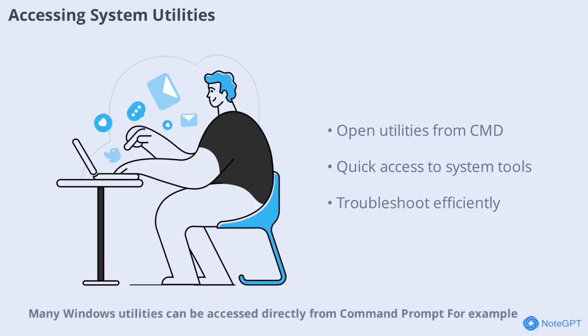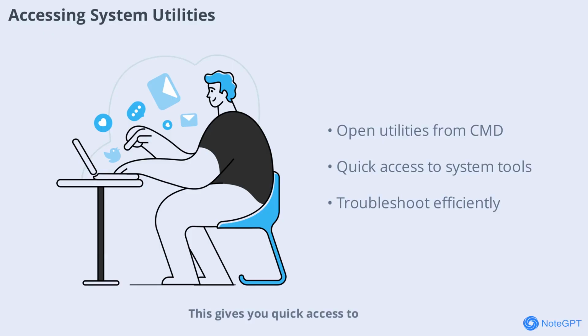Many Windows utilities can be accessed directly from command prompt. For example, control opens the Control Panel and devmgmt.msc opens Device Manager. This gives you quick access to powerful system tools for troubleshooting and configuration. Knowing these shortcuts can save you time and effort.